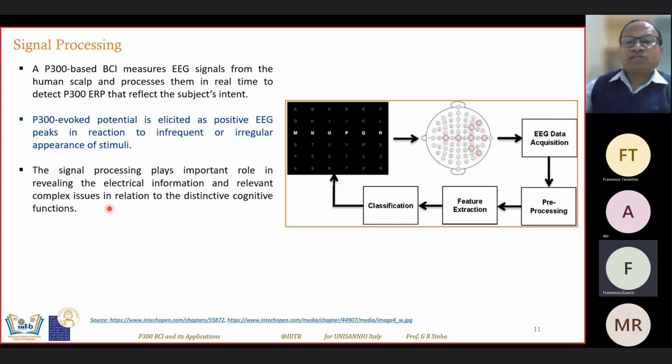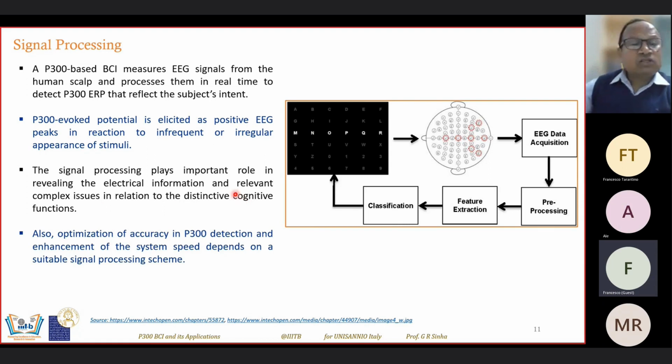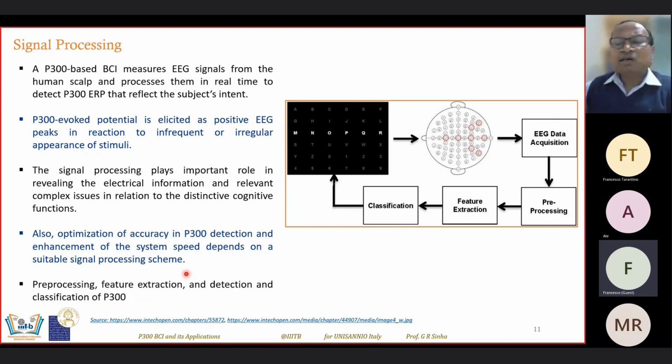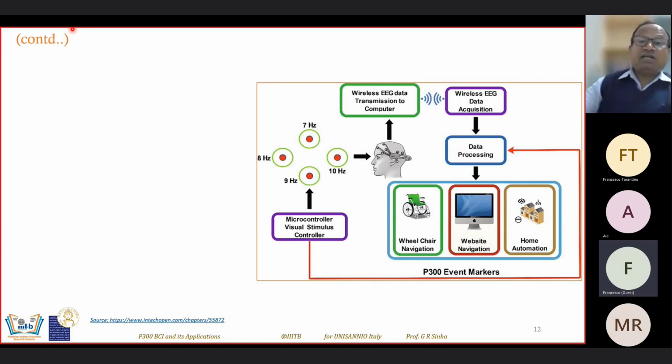We know that there is a complexity in the brain. A complex signal comes in the form of EEG, and therefore it requires clear-cut distinctive cognitive functionality to interpret, and therefore signal processing is needed. We also use the optimization method, where we can optimize the accuracy of detection, and we can also enhance the system speed, which depends on a suitable signal processing scheme. Pre-processing, feature extraction, then detection and classification. These are the major stages of signal processing involved in P300 BCI.